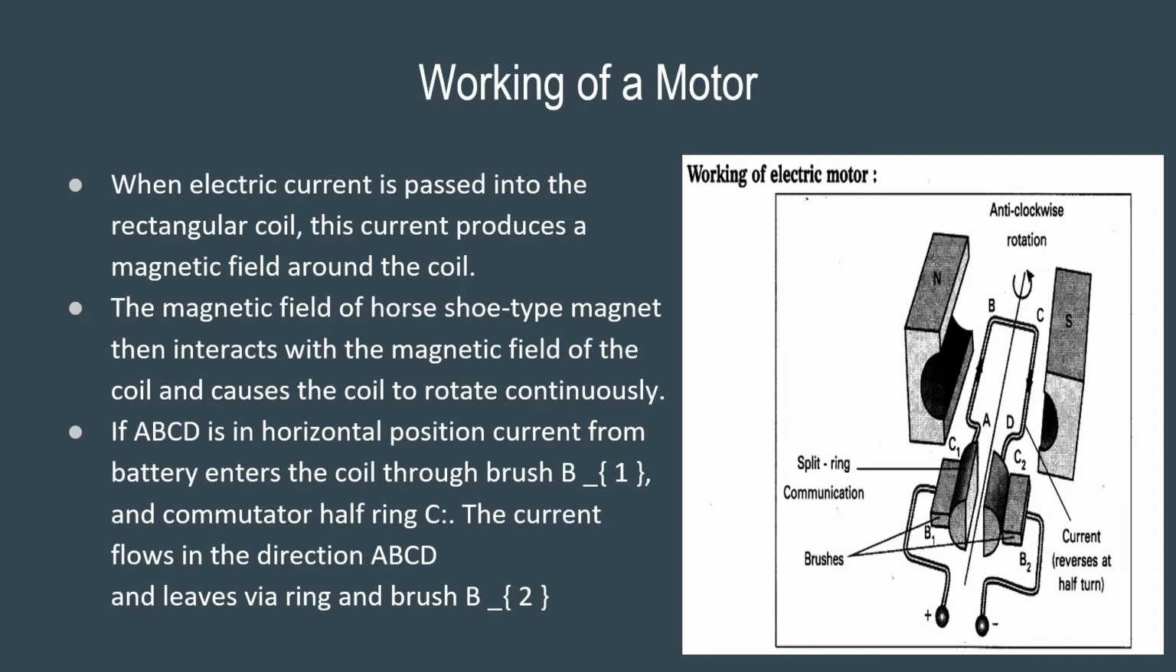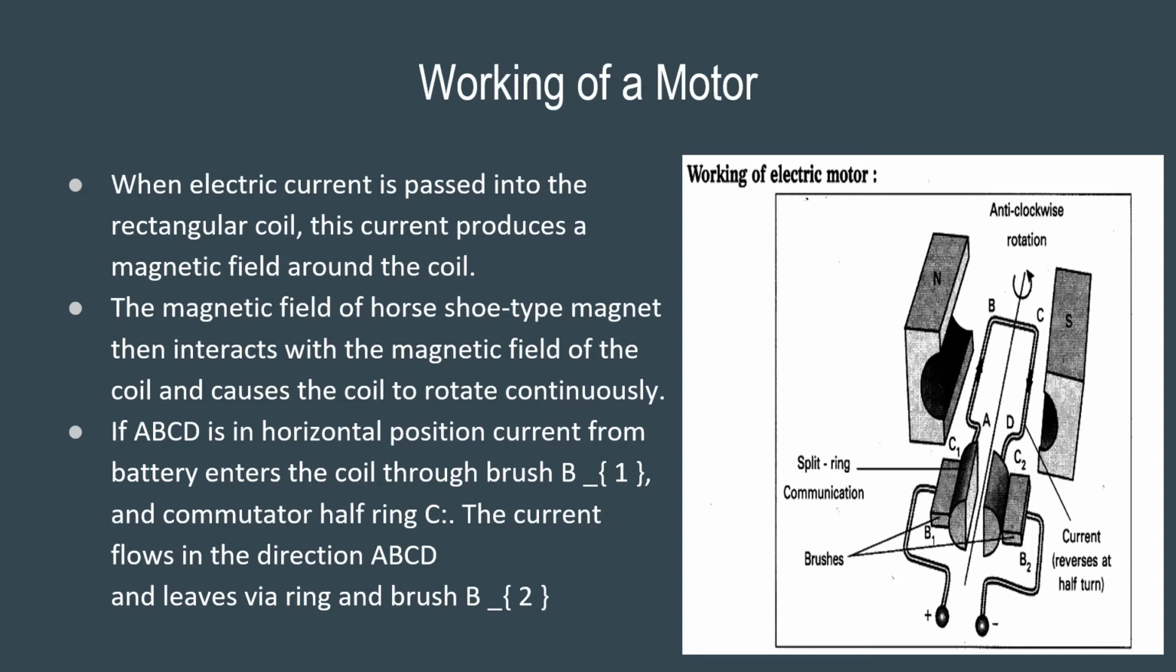While rotating, when the coil reaches the vertical position, the brushes B1 and B2 will touch the gap between the two commutator rings and the current to the coil is cut off. Though the current to the coil is cut off at the exact vertical position, the coil does not stop rotating because it has already gained momentum, due to which it goes beyond the vertical position.